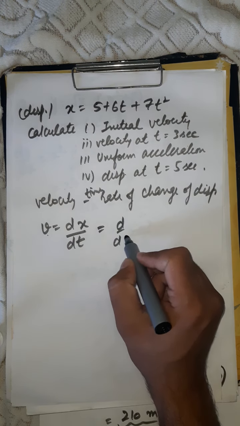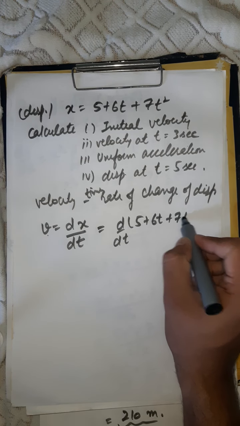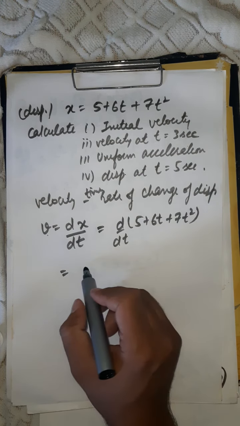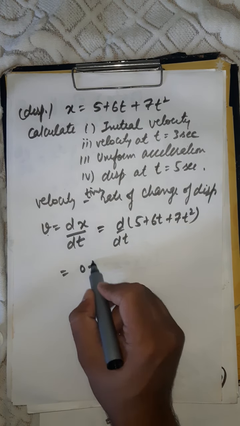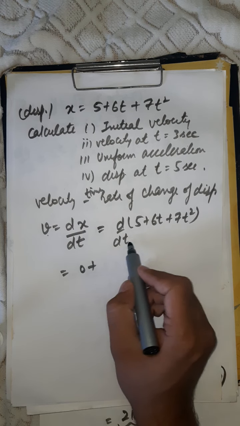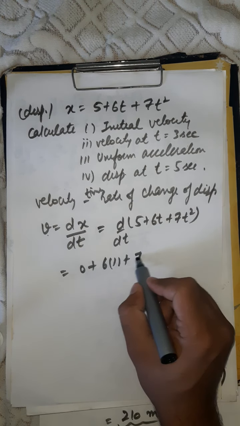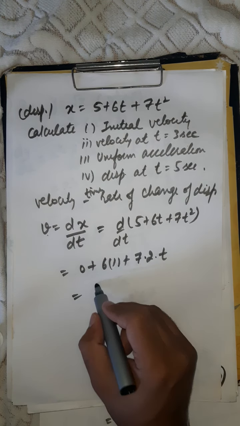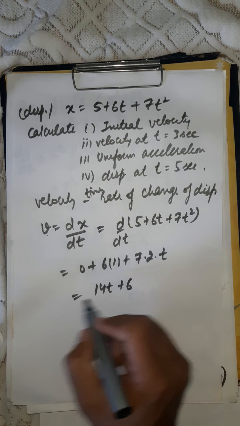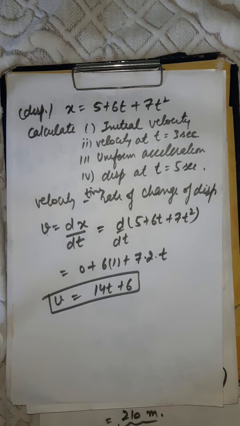So what is the value of x here? It is 5 plus 6t plus 7t square. Differentiate it. You already know the derivative of a constant is 0, plus the derivative of t with respect to t is 1, plus 7 into 2 into t. So we are left with 14t plus 6. So this is the velocity of the particle.